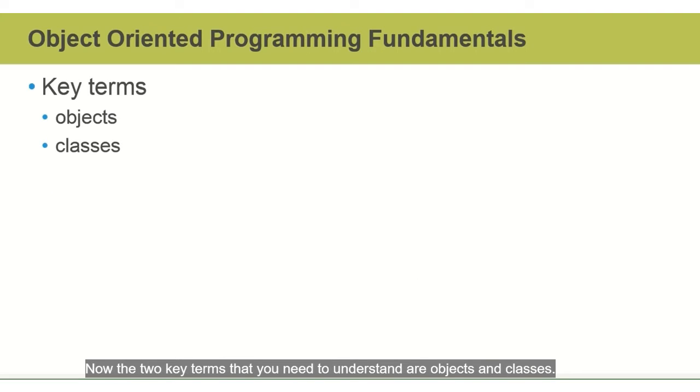Now, the two key terms that you need to understand are objects and classes. And like I said, objects are essentially things, or code representations of real-world items. And classes are where we create the definition for those things, or the blueprint, if you will. So we map out what the object is or isn't, what it can or can't do in a class definition, and then we create objects based on that class definition, or the blueprint, if you will.